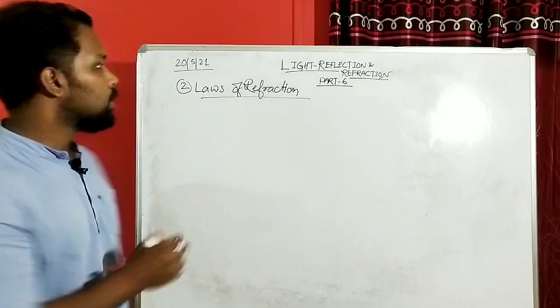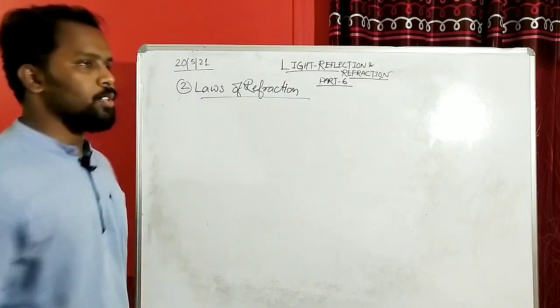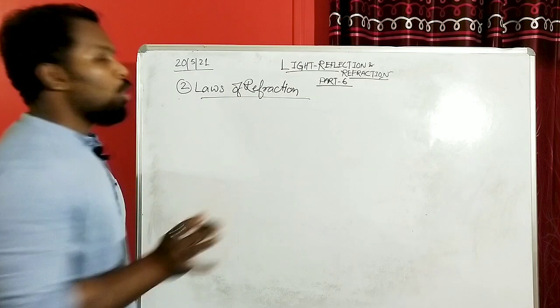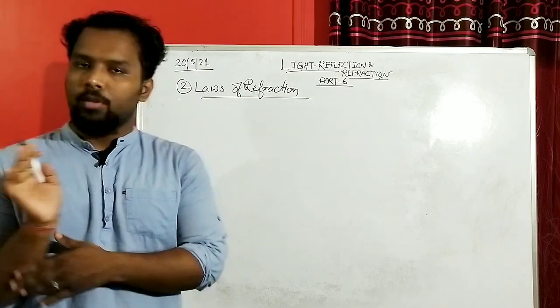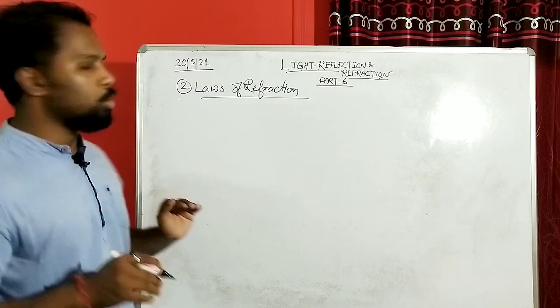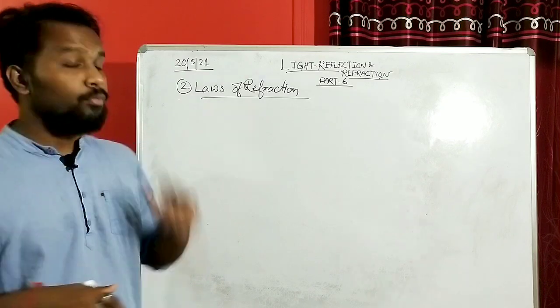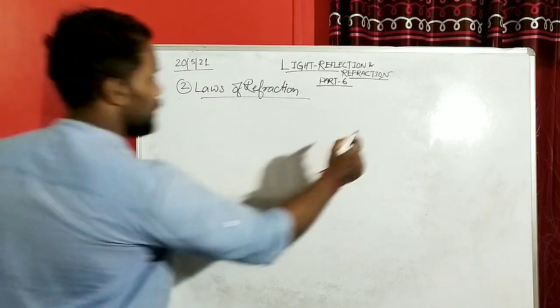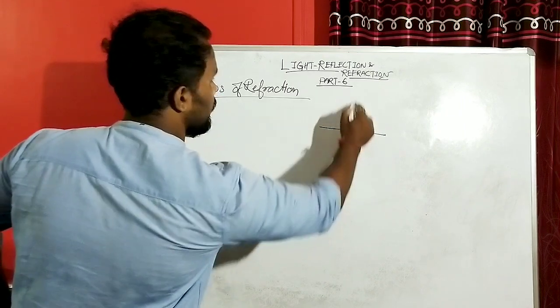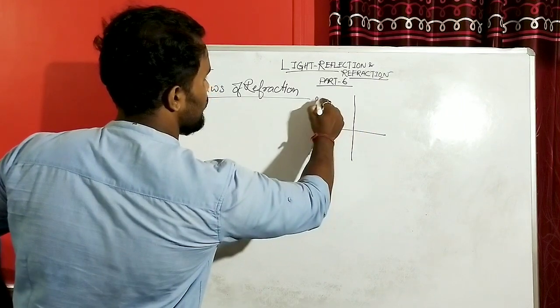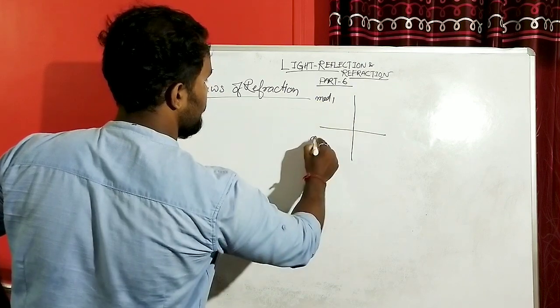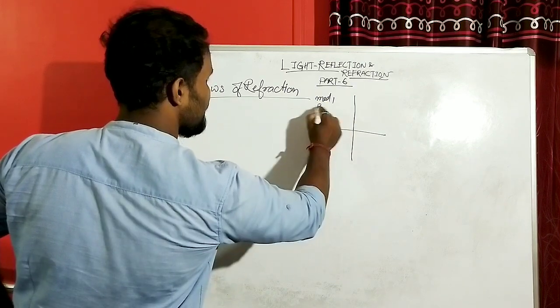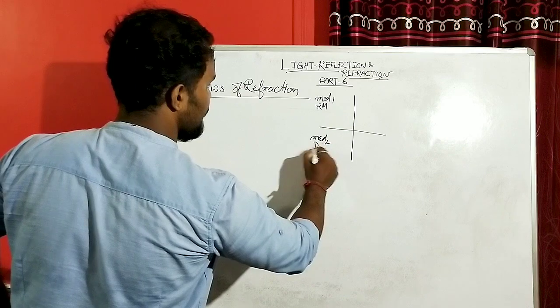Our next topic is going to be the laws of refraction. In case of reflection, we got only two laws, so in case of refraction too there are again going to be two laws. The first law is quite similar to the laws of reflection. First, we will draw one figure. This is the normal, this is medium 1, and this is medium 2. Also, this is the rarer medium, and this is the denser medium.